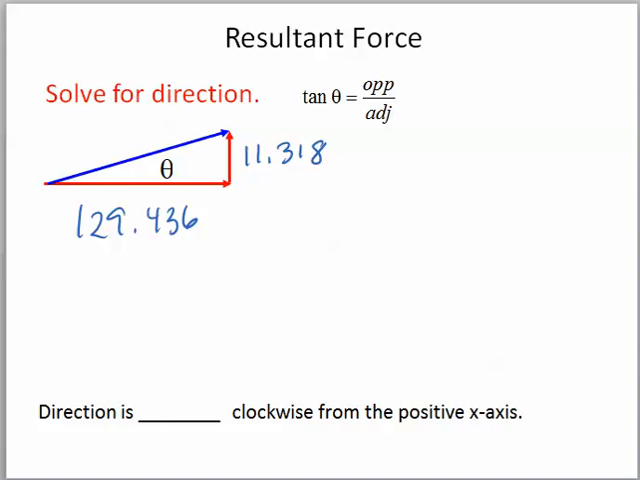What we don't currently know, though, is that exact angle of theta. What angle is that resultant force of C? What direction is that being pulled at? Well, the way we go about doing that is we can use our tangent function. The tangent involves the opposite side and the adjacent side of the angle that we're trying to find. So this is my opposite, this is my adjacent. So I can say tangent of theta equals 11.318 over 129.436.